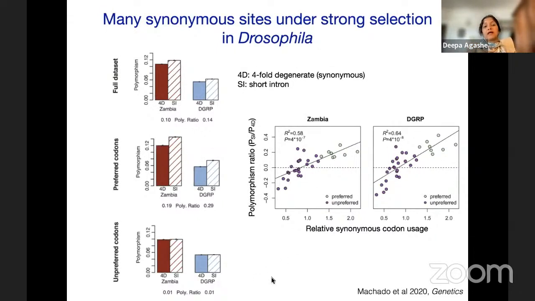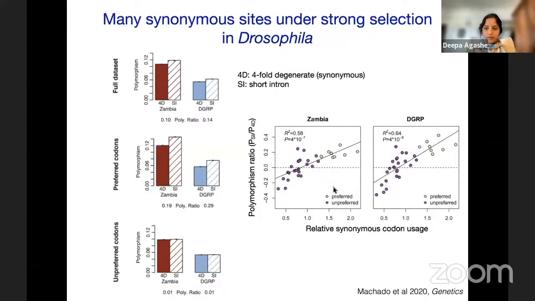And so the way they've done this analysis is much more powerful than prior analyses. Based on this, they're estimating that about 20% of all of these synonymous sites in Drosophila populations are actually evolving under fairly strong selection.